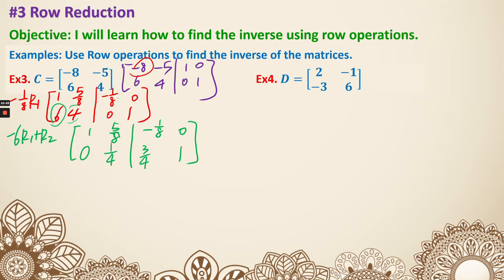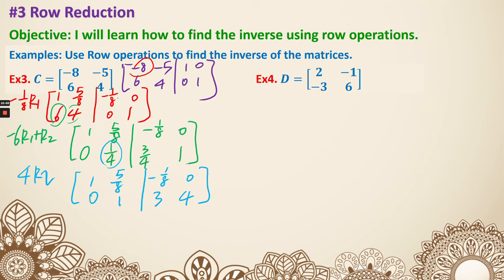Now we need to actually have that one turned into a 1, so multiply that row by a 4, the reciprocal. So we have 1, 5/8, -1/8, and 0. For the second row, 0, 1/4 times a 4 is a 1, 3/4 times a 4 is a 3, and 1 times a 4 is just going to be a 4.